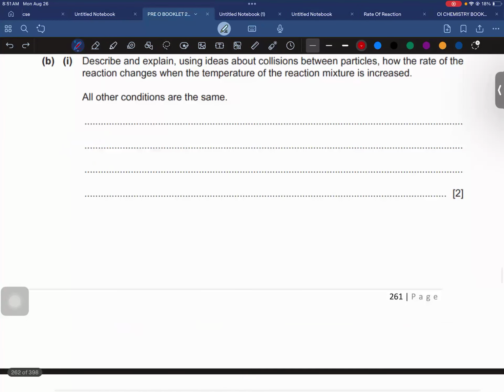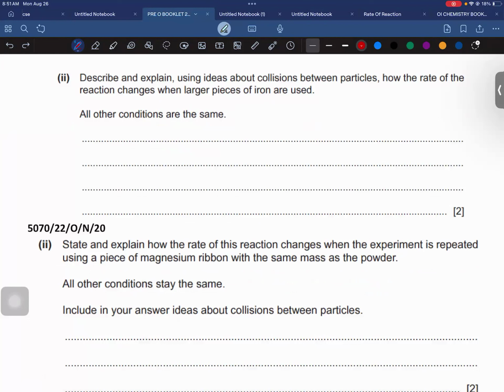These types of questions are very easy, like: describe and explain using ideas about collisions between the particles how the rate of reaction changes when large pieces of iron are used instead of the powder. When you have large pieces, it means more surface area, or I can say less surface area. Can anyone tell me? More surface area or less surface area?